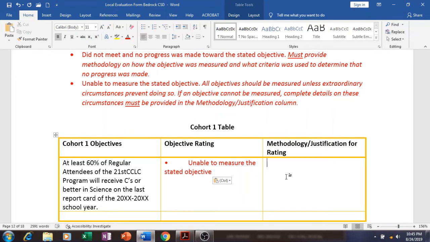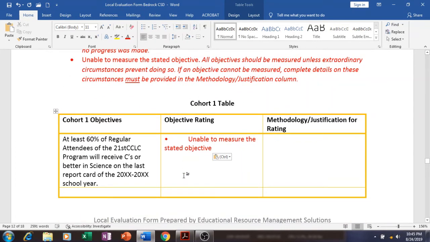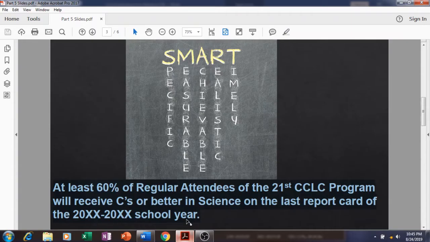A hurricane came through and wiped out. That'd be tough in Iowa, but maybe a tornado came and wiped out the school district, all the servers, all the computers that had the data on it. And all the teachers are gone for vacation, so you're going to have to gather that up. Whatever those extraordinary circumstances were, you have to provide that. So this gives you an idea of what to do if you have a nice, smart objective.